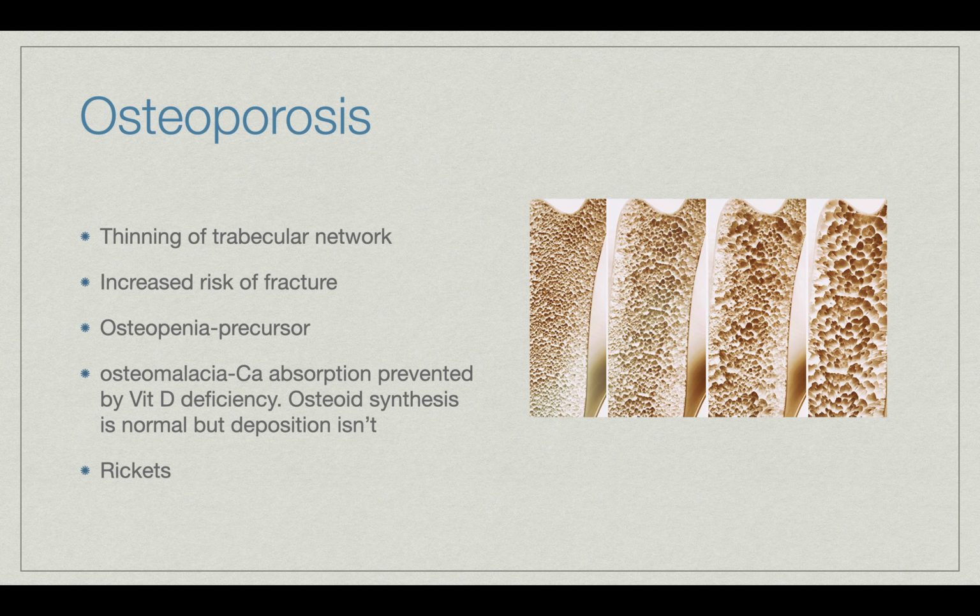Osteoporosis is the thinning of the trabecular network, as you can see here. Look how large these holes are. It's an increased risk for fracture because the bones are brittle. Osteopenia is the precursor to osteoporosis, and osteomalacia is when calcium absorption is prevented by a vitamin D deficiency. Osteoid synthesis is normal, but the deposition is not. It's also associated with rickets, which is also a vitamin D deficiency.